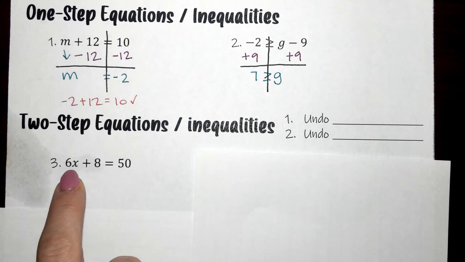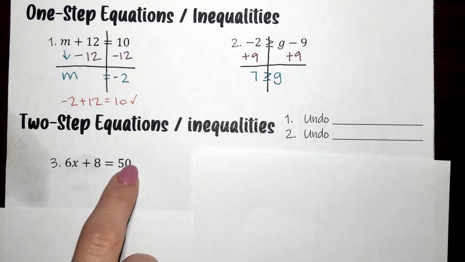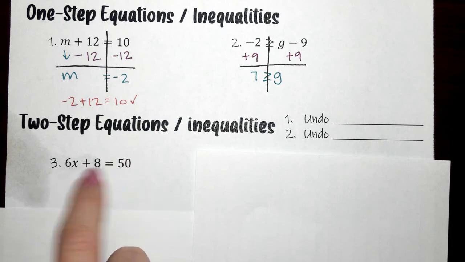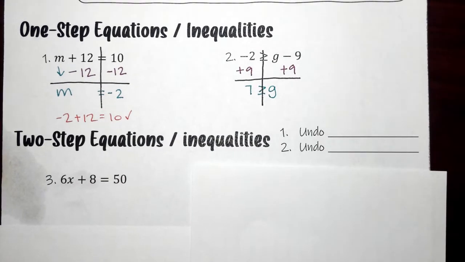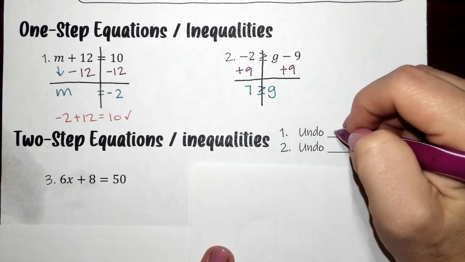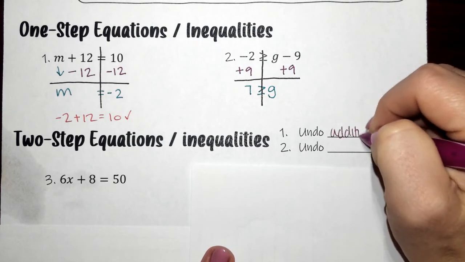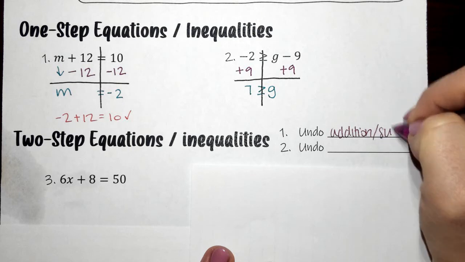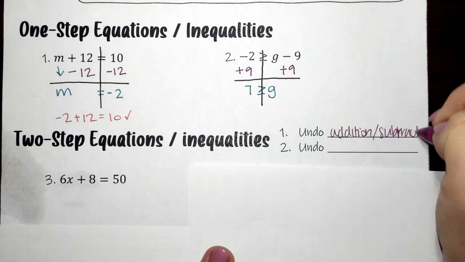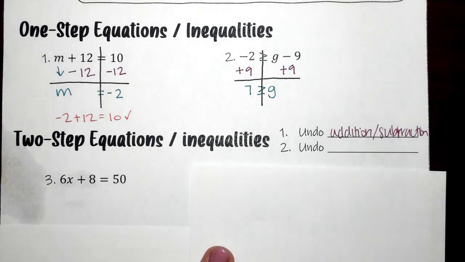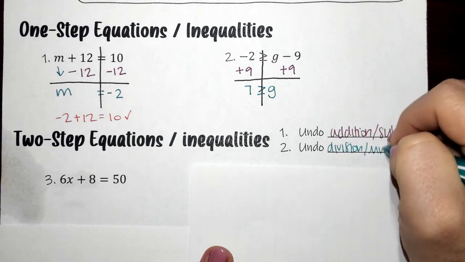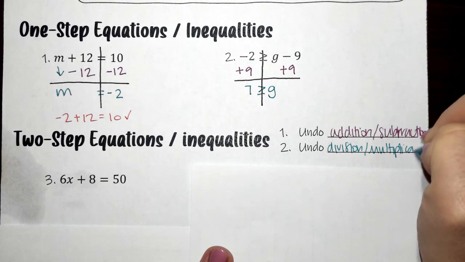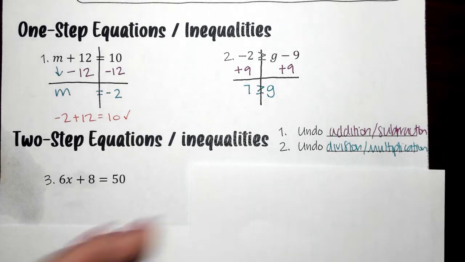Alright, two-step equations, or inequalities. Now what's happening to x? First it's being multiplied by something and then added to get this number. So we've got two things happening to x, so we're going to need to do two things. The first thing is undo our addition or subtraction first, and then undo the division or multiplication. So it's opposite of PEMDAS, working backwards.